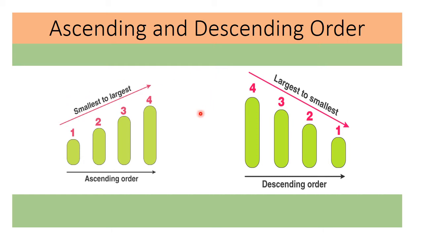As you can see, two pictures are there, and from both these pictures it is clear that the first picture is depicting the ascending order. Why so? Because here we are arranging the numbers from smallest to the largest, whereas when we make the descending order, we always arrange the numbers from largest to the smallest, right?